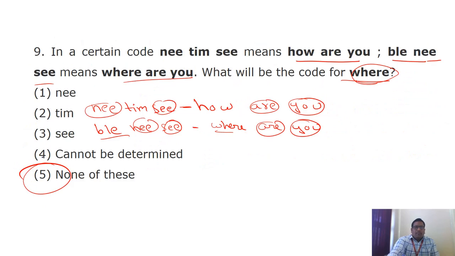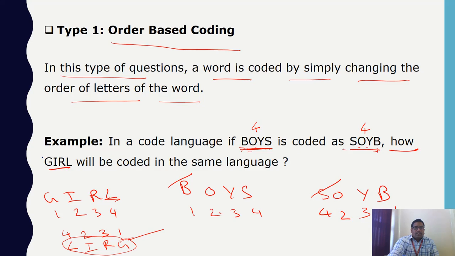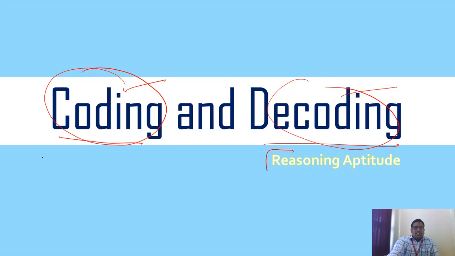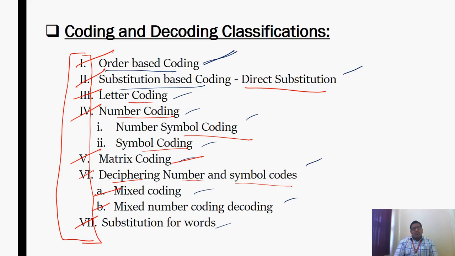So let us recap what we have learned. I'll just jump back to the first slide. We started our discussion with different types of coding decoding classifications, and as promised we have discussed at least one example on each and every type, and more than one example on a few selected types. I have many questions but we don't have time to discuss. So order based coding: the order of the letters in code words will be different, except that no new letter will be introduced in the code word.